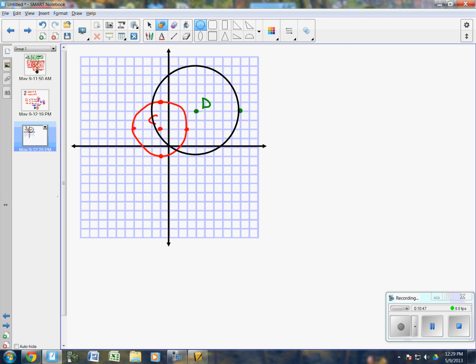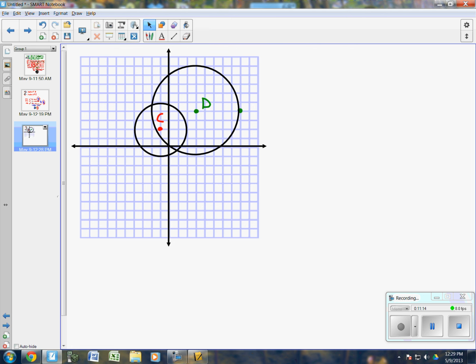Now, what I want to do, in fact, I am just going to erase this other one. Now I'm going to do the same thing right here. This one has a radius of 3. Okay? And this is C.